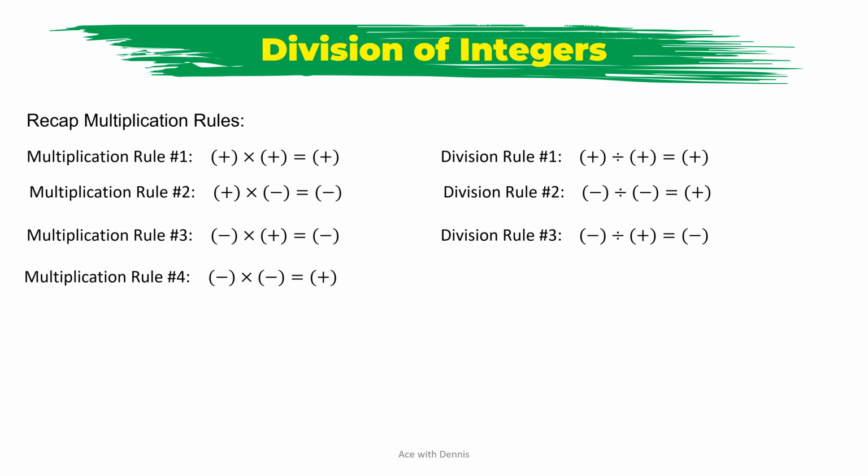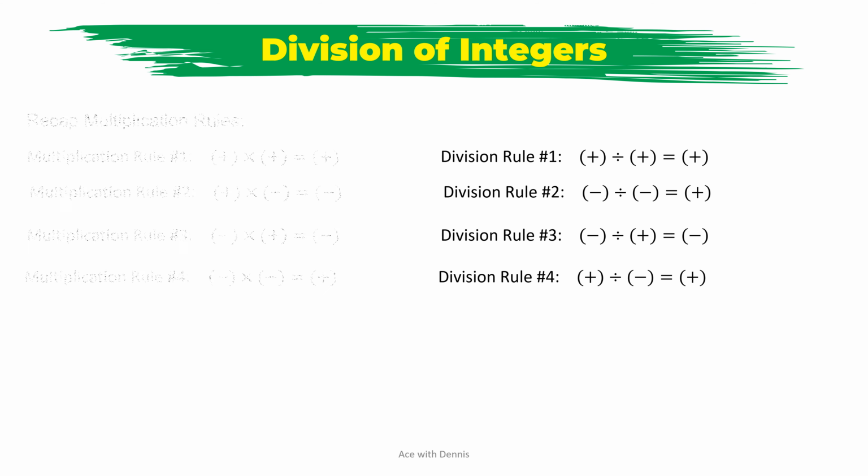Multiplication rule number 4. A negative number multiplied with a negative number will give us a positive number. Therefore, for division rule number 4, a positive number divided by a negative number will give us a positive number.